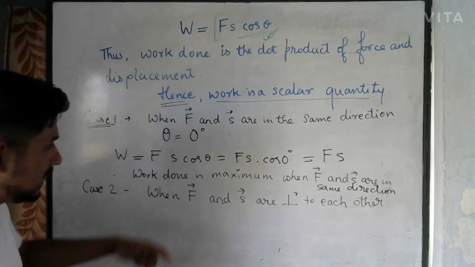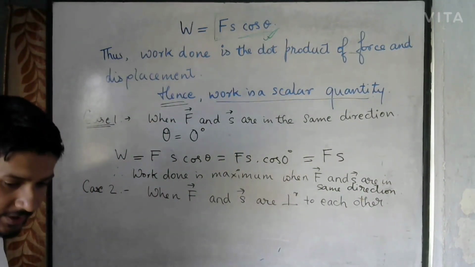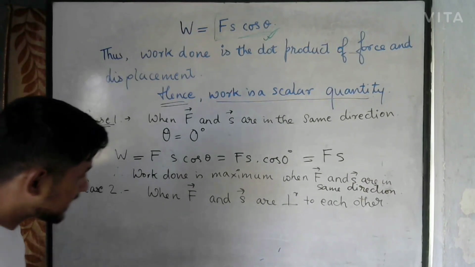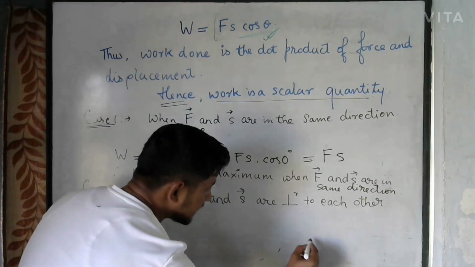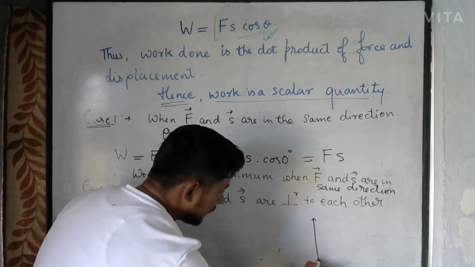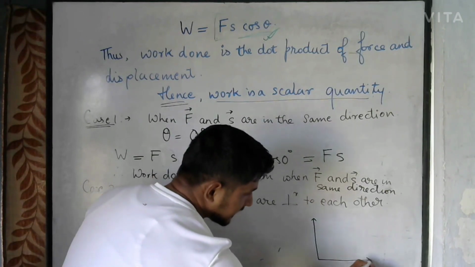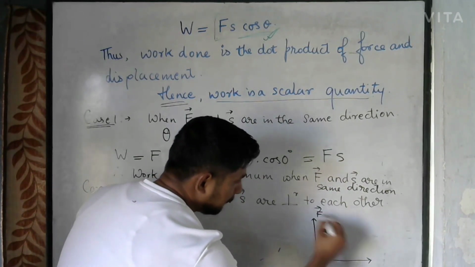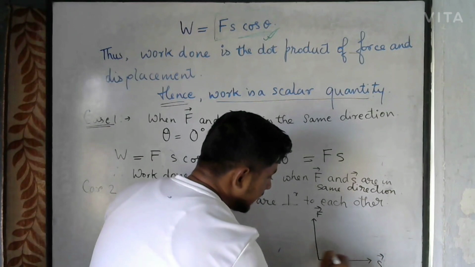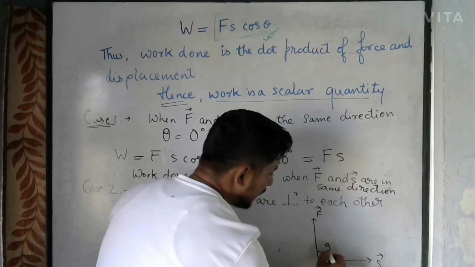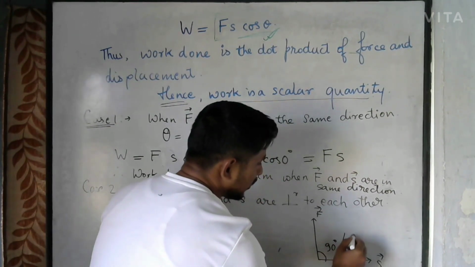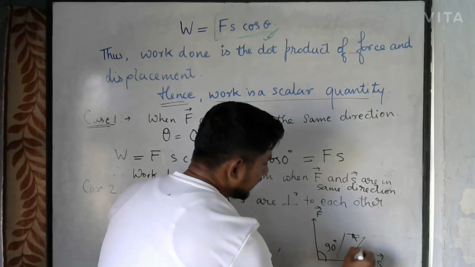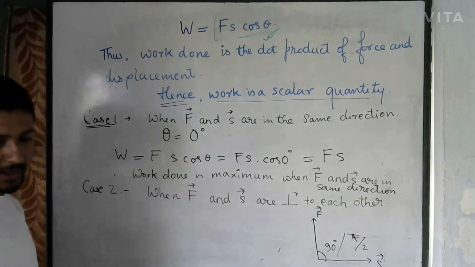Okay, let us go to the next condition. Now we move on to the next condition. If I go for the next condition, you can just see here F and s are perpendicular to each other. So that means F is like this and s is in this way, right? This is my F and this is going to be my s. Now both of them are going to have how much? 90 degree. I also call it pi by 2, right?